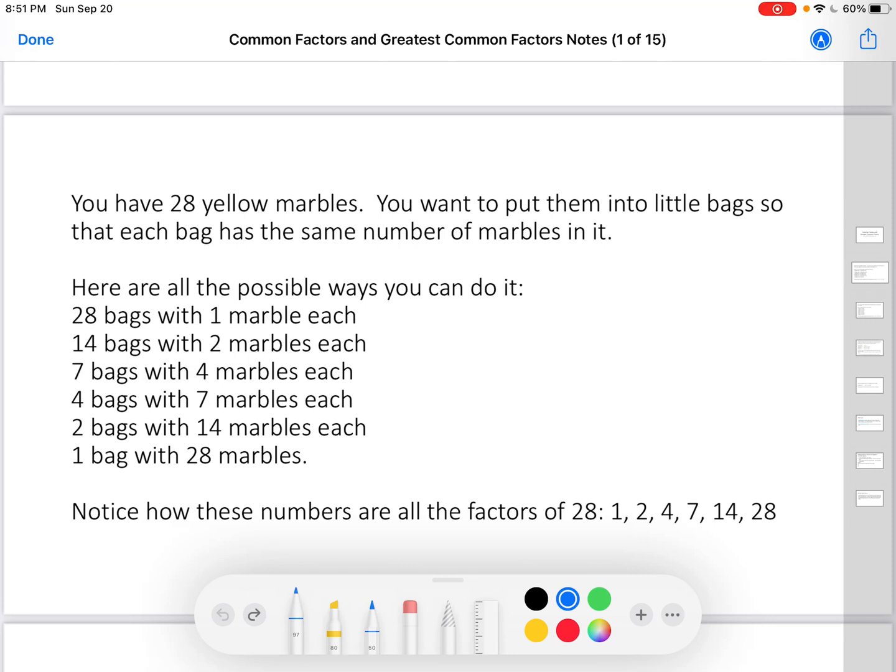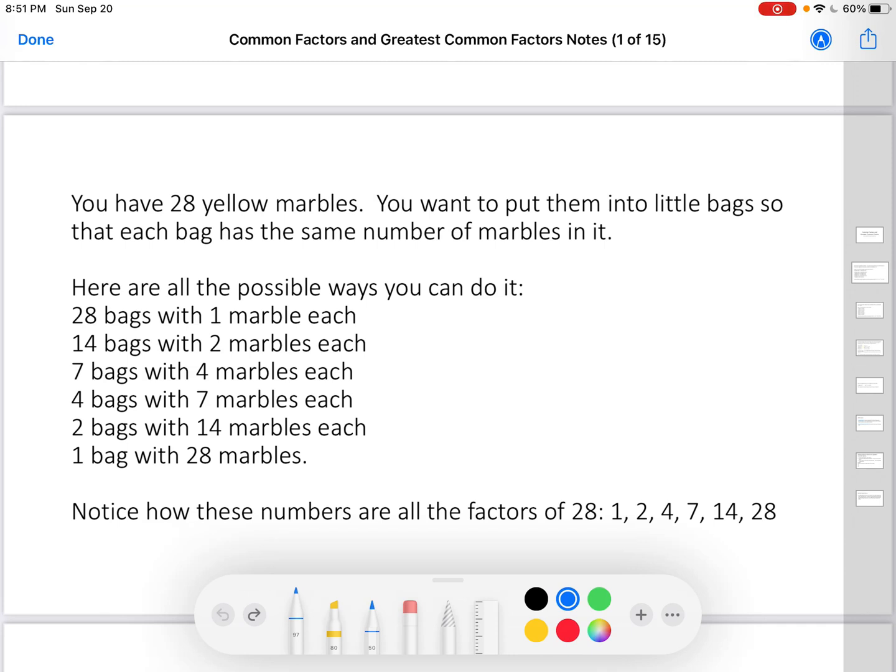You can make 28 bags with 1 marble each, 14 bags with 2 marbles each, 7 bags with 4 marbles each, 4 bags with 7 marbles each, 2 bags with 14 marbles each, or 1 big bag with 28 marbles. And before you say anything, I can't make 56 bags with 1/2 marble in each one, because once you break a marble in half, it's no longer a marble. It's a piece of glass. It won't roll anywhere. It's no good to anybody. All right. Because we're thinking of 28 as a natural number, it cannot be broken up.